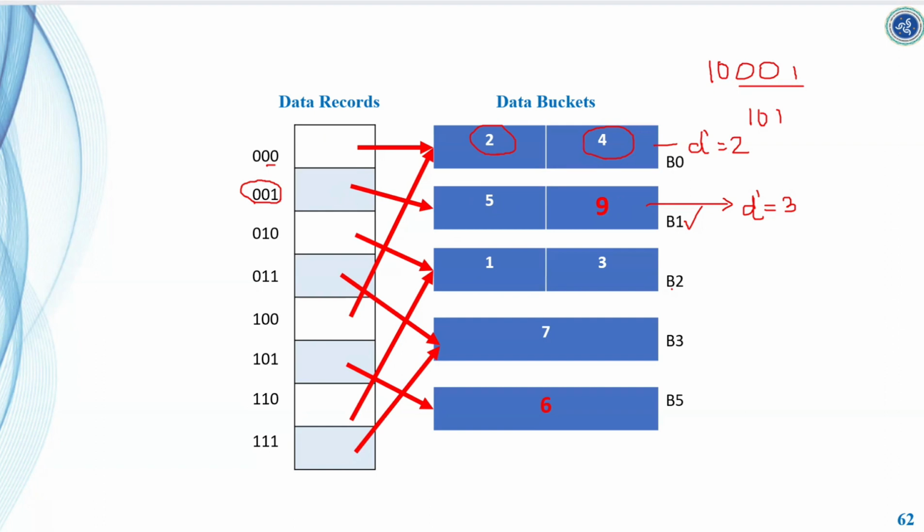What about bucket B2? For B2, the last two bits are 10. So the directory ID 10 will be pointing to 1 and 3, the bucket B2, as well as again 10 here. The pointer from this and the pointer from this, that is 10. Because the D prime of bucket B2 is still 2, we are only taking the last 2 bits. Therefore, records 1 and 3 will still be in bucket B2.